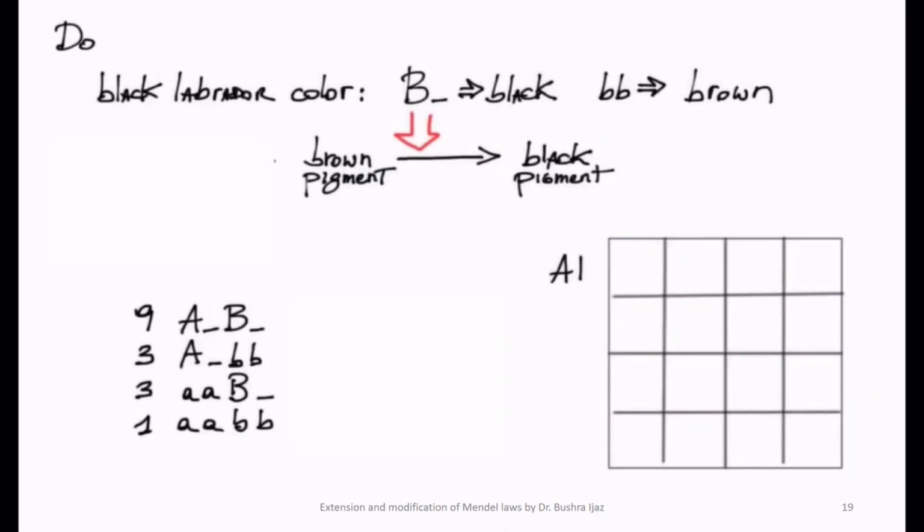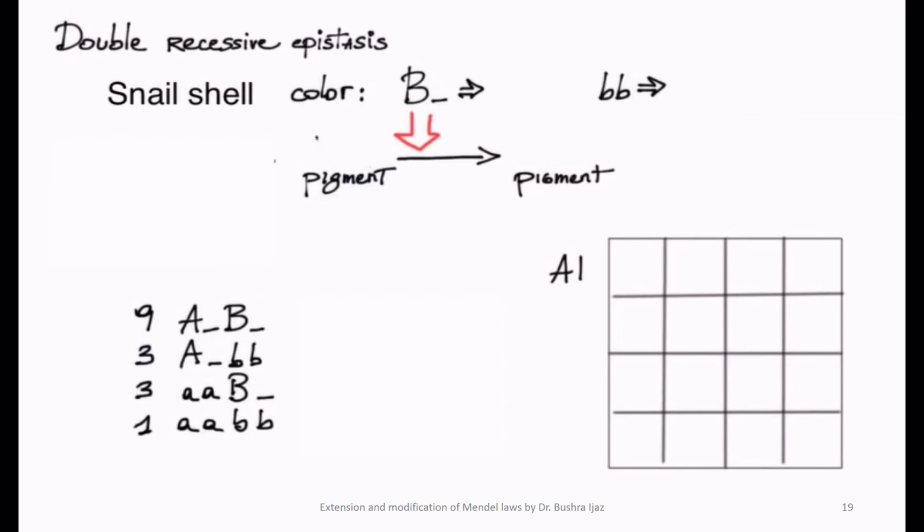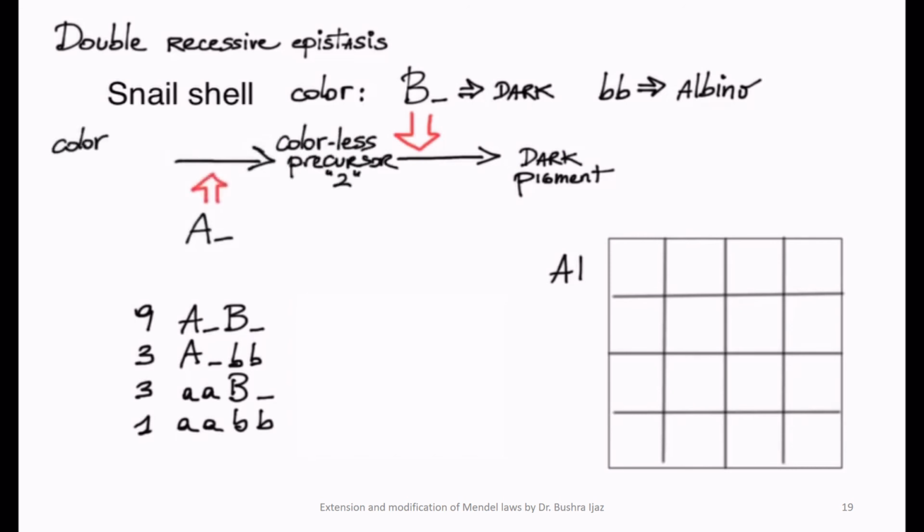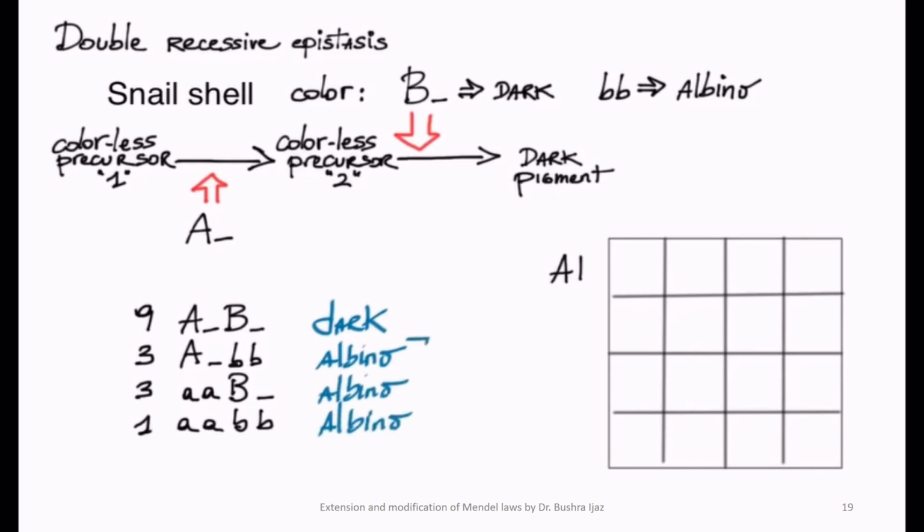Last, let's consider the case of double recessive epistasis in the snail. Here, the B gene converts colorless precursor 2 into a dark pigment, resulting in a dark shell. The A gene is epistatic because it is needed for the conversion of upstream colorless precursor 1 into precursor 2. Consider the pathway. It yields dark pigment only if both the A and the B genes have the dominant, that is, active allele. The F2 progenies display two phenotypes, dark and albino in a 9:7 ratio.